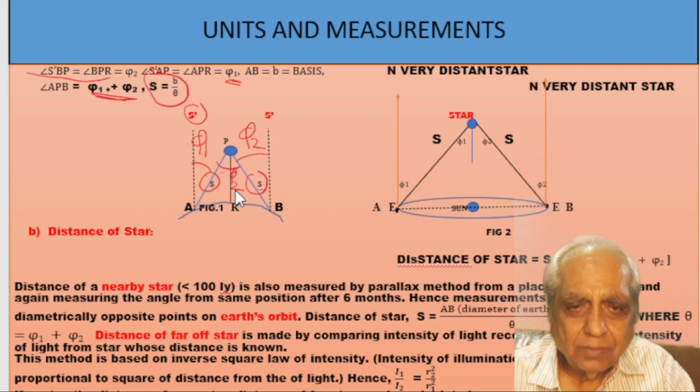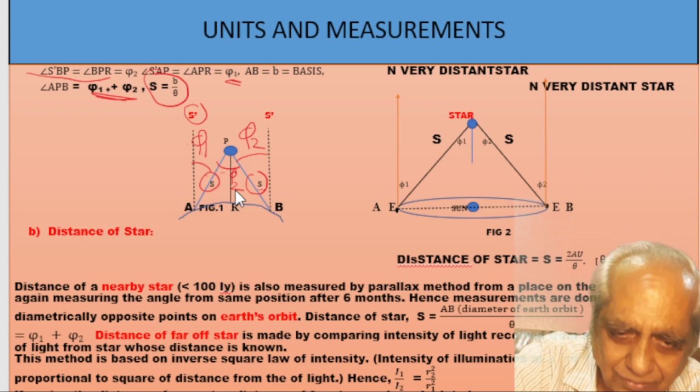Okay, now we will employ the same technique to measure the distance of a nearby star. When I say nearby star, it means less than 100 light years. So in case the star is 10 light years away, 50 light years away, up to 100 light years away, we can use this parallax method. For that you see this figure 2. It is similar.